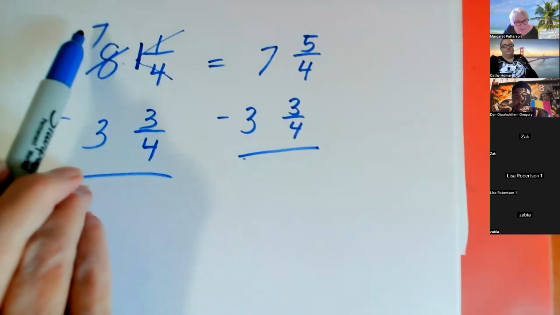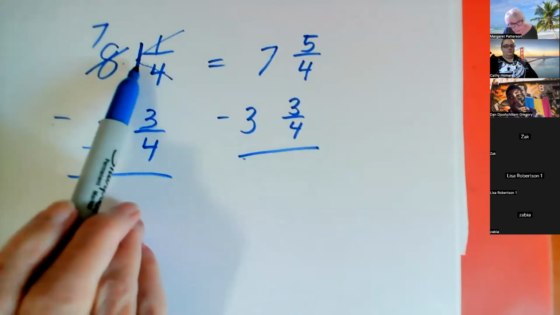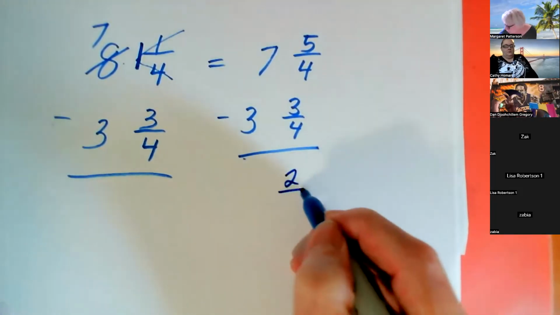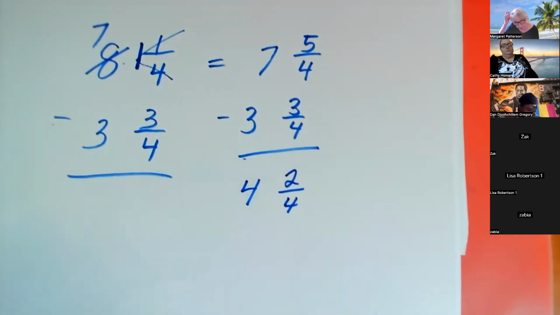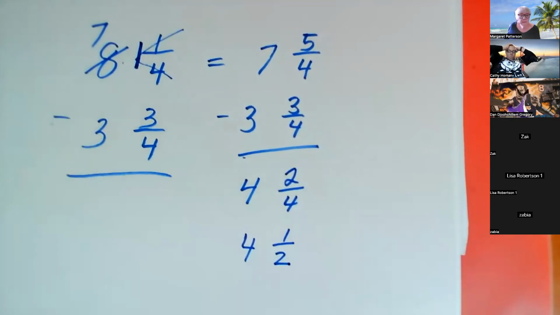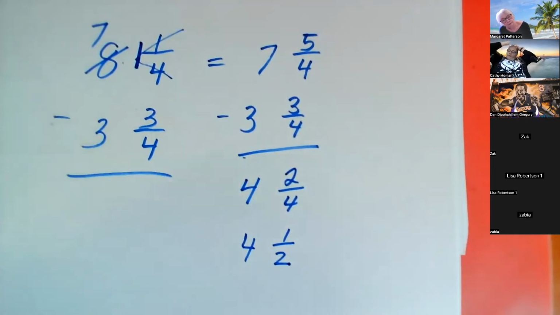So the 8 became 7. But the 1 that we borrowed, we put here, 1 1/4 is 5/4. Now this is ready. 5 take away 3 is 2/4. 7 take away 3 is 4. And that's pretty good, but 2/4 needs to be 1/2. Is that right? Divide by 2, divide by 2. Did you like it? Love it. I had never seen that, but it beats all the other ways I've tried to teach.